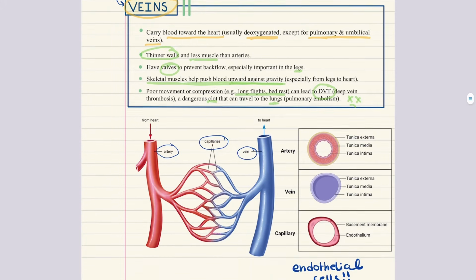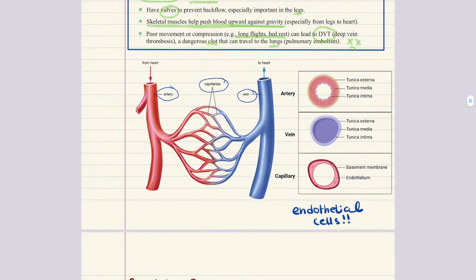Now, if you look at this image, you're going to see the structural differences between arteries, veins, and capillaries. Arteries have the thickest walls with multiple layers. Veins have similar layers, but they're thinner. And capillaries, on the other hand, are just made of a basement membrane and endothelium, nothing more.